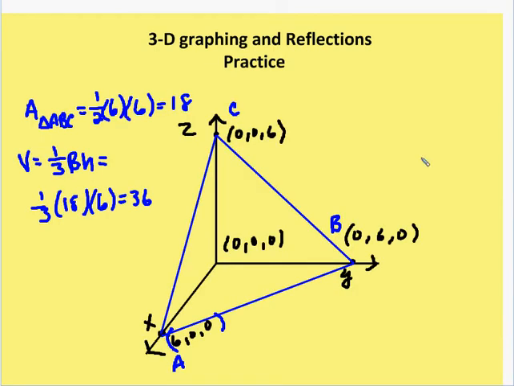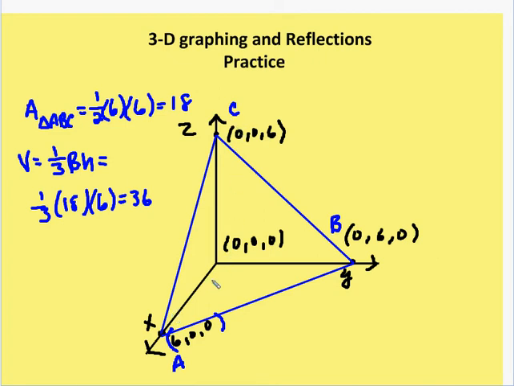Right, in the first problem, we're given three different points, and this is in a three-dimensional space. So we have x, y, and z. X comes out at us, y to the right, and then z is up. So we have the points (0, 0, 6), (0, 6, 0), and (6, 0, 0) as our 3 points. And we're asked to find the volume of this figure.